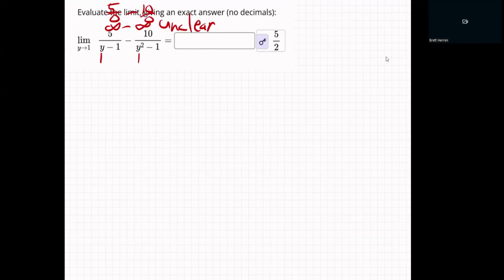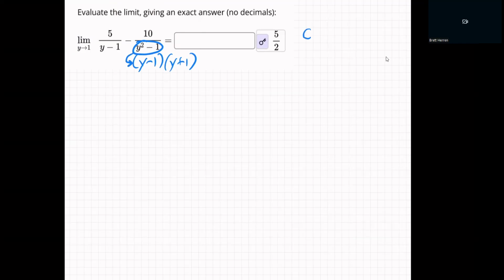So what are we going to try? Well, a good thing to try is to combine fractions. Let's start by factoring this denominator. This factors as y minus 1, y plus 1.